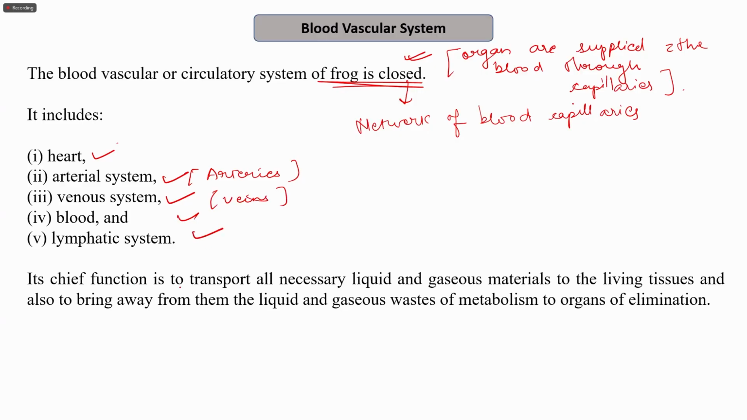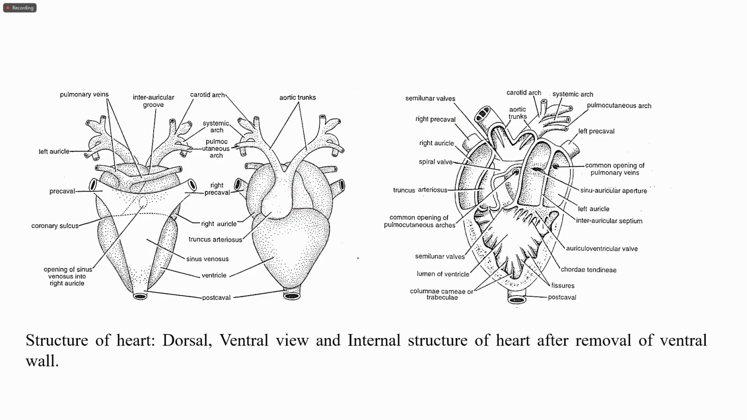The prime function is to transport all the necessary liquid and gaseous materials to the living tissues and also bring away from them the liquid and gaseous waste of metabolism to organs of elimination. This is the prime function of the blood vascular system in the frog. Here the dorsal and the ventral view of the blood vascular system have been shown, and this is the internal structure.